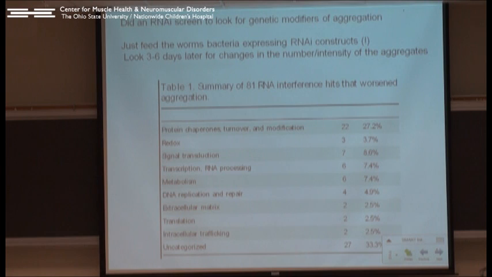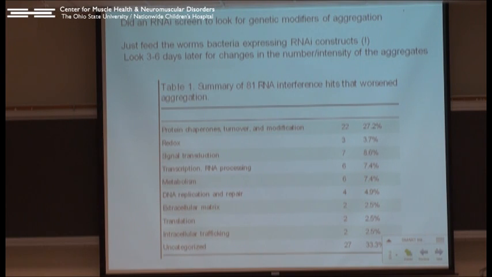regular microscope. So what they did next was to do an RNAi screen. So this was really easy to do in worms. All you have to do is feed them bacteria expressing the RNAi constructs. Just feed it to them. So you can go through tens of thousands of RNAi constructs very easily. And so what they did was feed the worms the bacteria expressing RNAi constructs and look 3 to 6 days later for changes in the number and intensity of these neuronal aggregates.